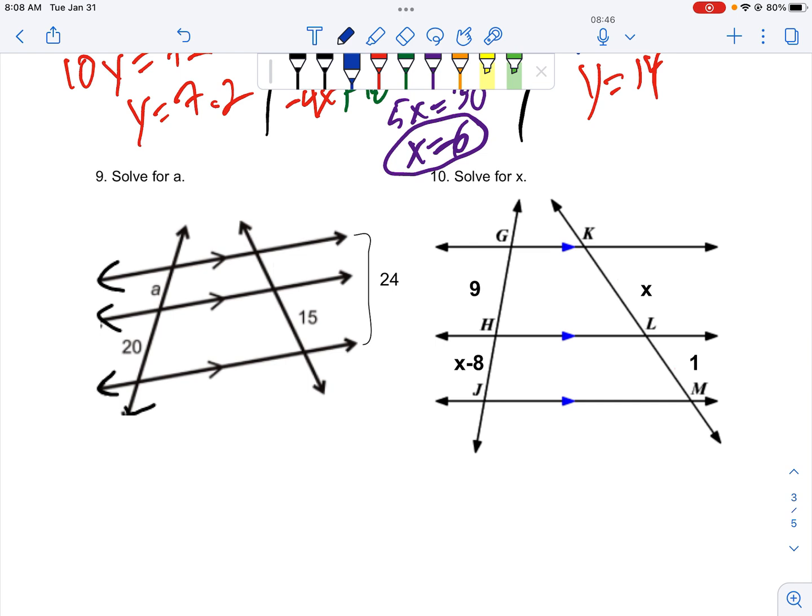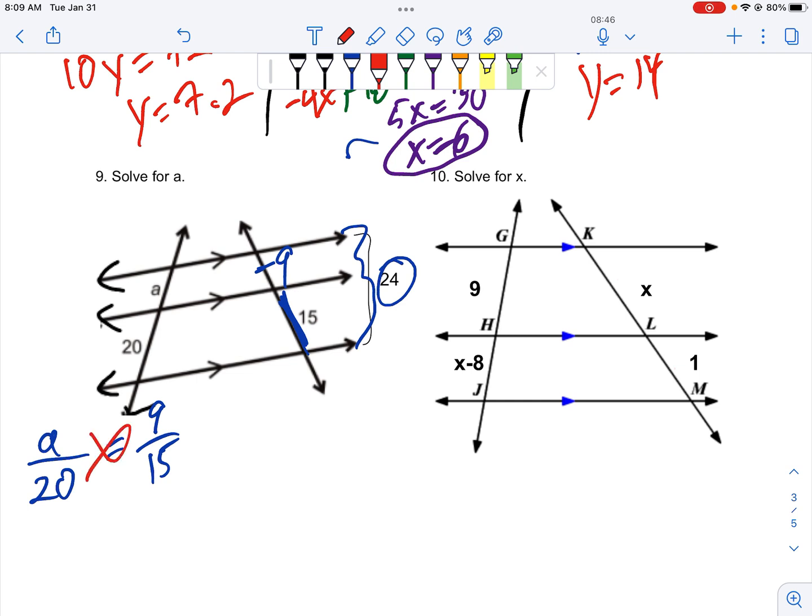Let's solve for a. I know that this whole length is 24. I know that this piece is 15. So what is the length of this piece? Well, I'd have to do 24 minus 15 to get 9. Now I could set this up as a over 20 equals 9 over 15. It looks like an A. Then cross multiply. 15A equals 180. So A equals 12.